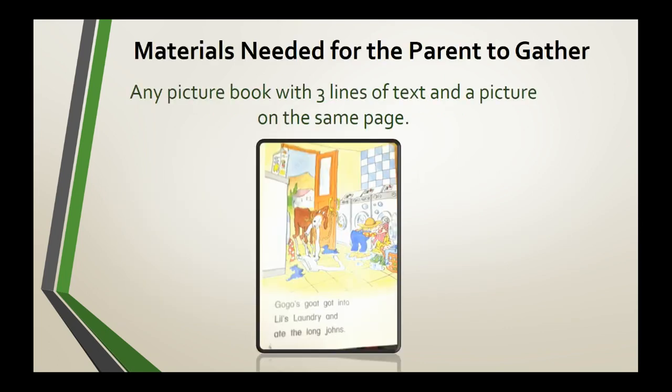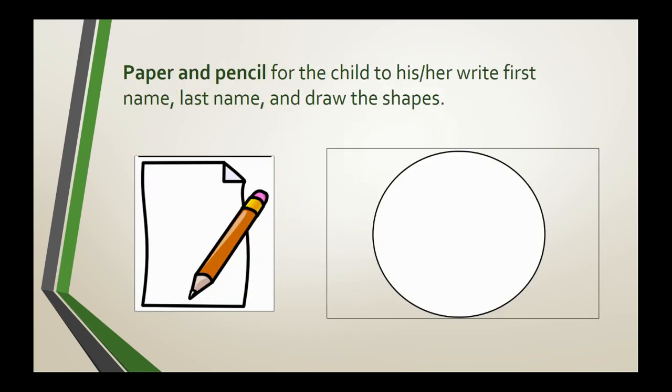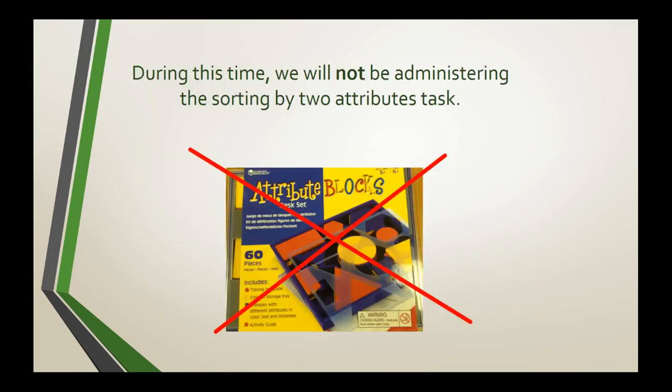These are materials for the parents to gather. They need a picture book with 3 lines of text and a picture on the same page. They're going to need to gather pencil and paper so the child can write his or her first and last name and draw the shapes. At this time, we will not be administering the sorting by 2 attributes test.